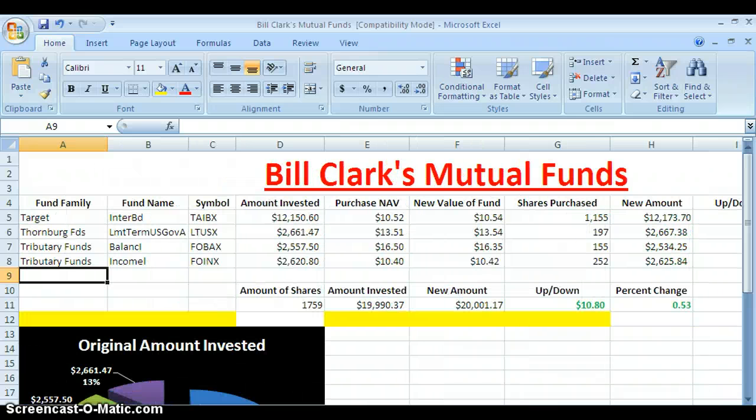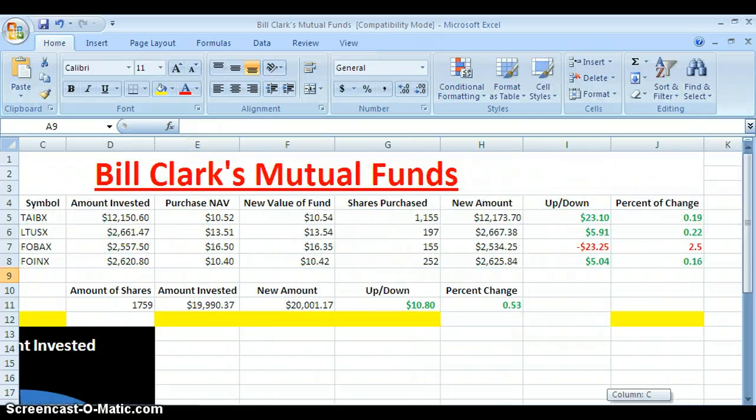The fourth and final mutual fund was also part of the Tributary Funds. The fund name was Income, with an L at the end. The symbol is FOINX. The purchase NAV was $10.40. The new value of the fund is $10.42. The shares that we had purchased of that particular mutual fund was 252. The percentage change is 1.16 in the green.